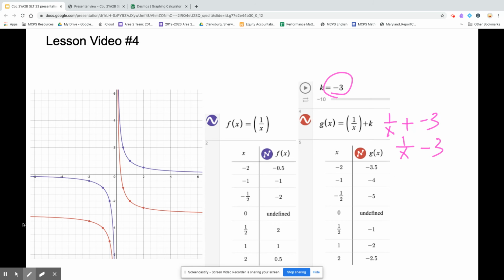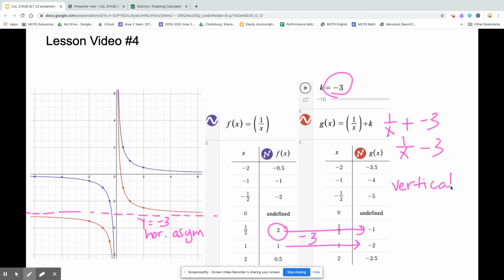So what happened? Now my horizontal asymptote is at y equals negative 3. And I also notice that each one of these numbers has decreased by subtracting 3. We call this a vertical shift down 3 units.